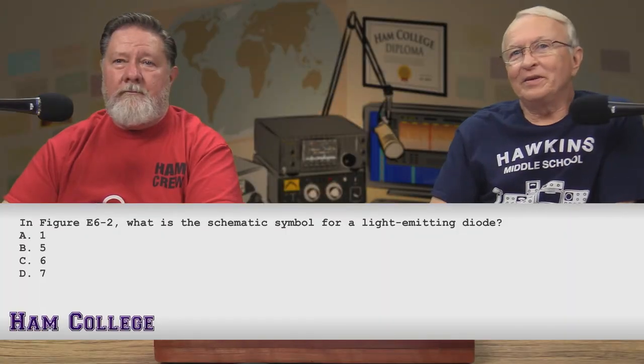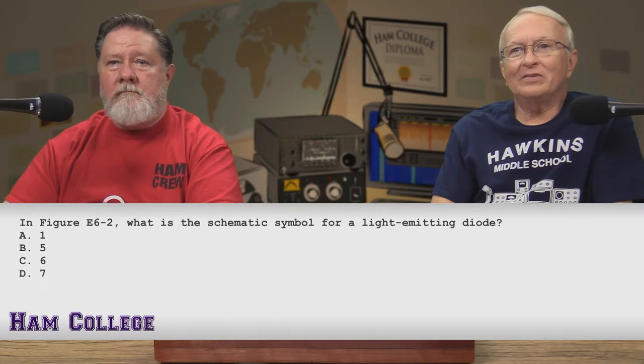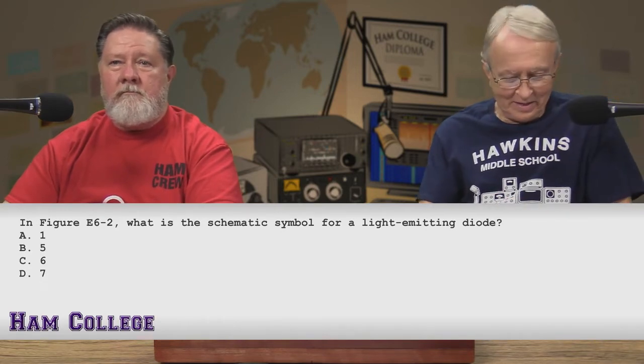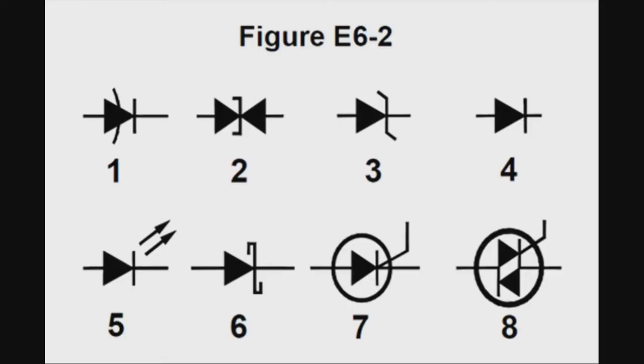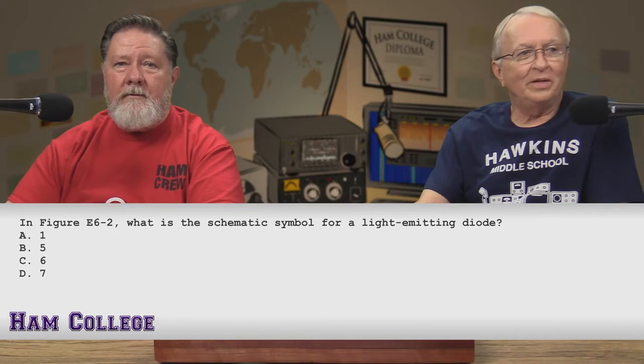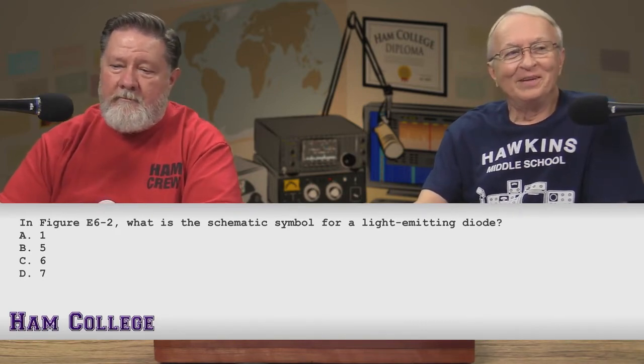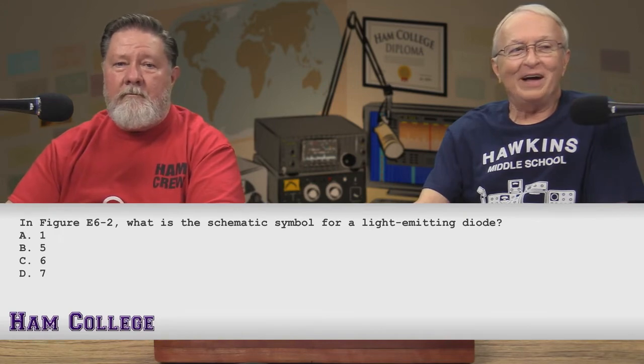And figure E6-2, what is the schematic symbol for a light-emitting diode? So, which is a light-emitting diode? I believe that's going to be... So, pick a number, and then we'll match it up with the letter. Well, I think it's 5. Okay, so it's B. Yeah, everyone in the chat room pretty much said 5.